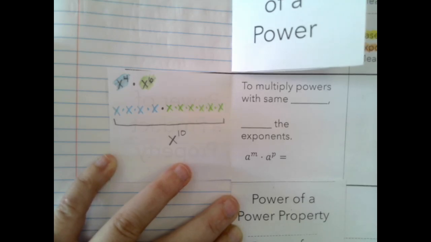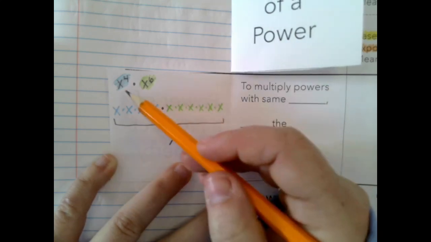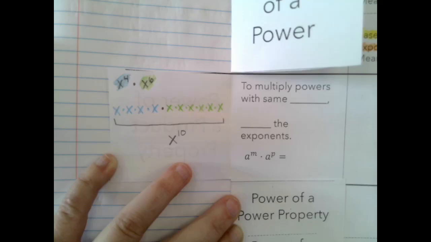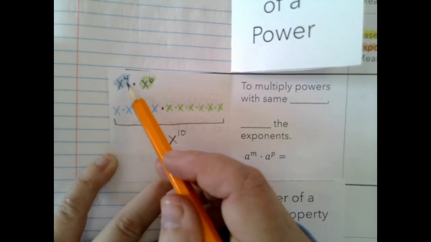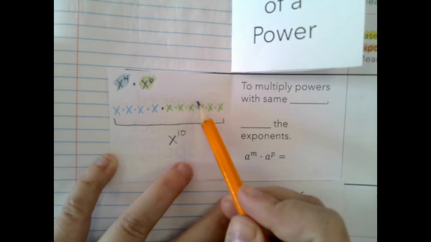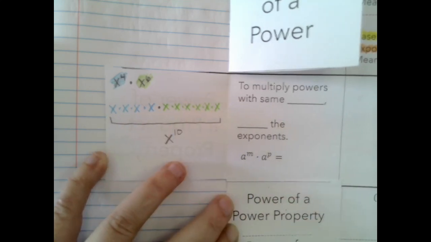What are we doing? How would I get from x to the 4th power times x to the 6th power to getting x to the 10th power? Adding, yeah, 4 plus 6, because that's really what we're doing. We're taking 4 x's and 6 x's, and together that's 10 x's.